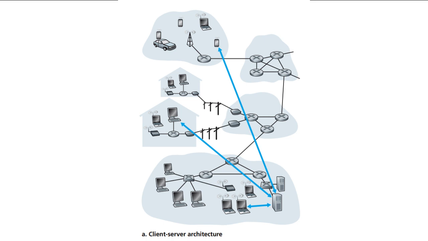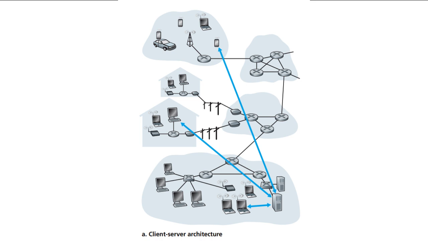In a client-server architecture, there is an always-on host called the server, which services requests from other hosts called clients. A classic example is the web application, for which an always-on web server services requests from a browser running on a client host. When a web server receives a request for an object from a client host, it responds by sending the requested object to the client host. Note that with the client-server architecture, clients do not directly communicate with each other. For example, in the web application, two browsers do not directly communicate.